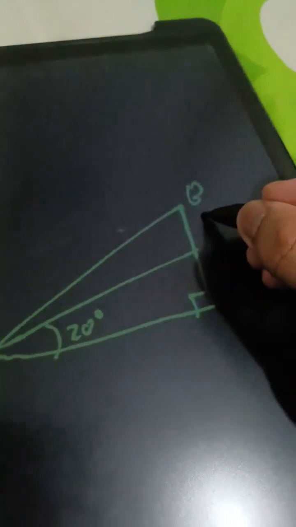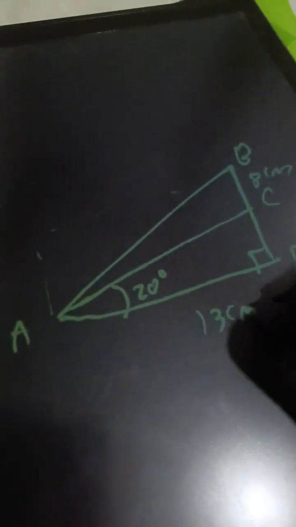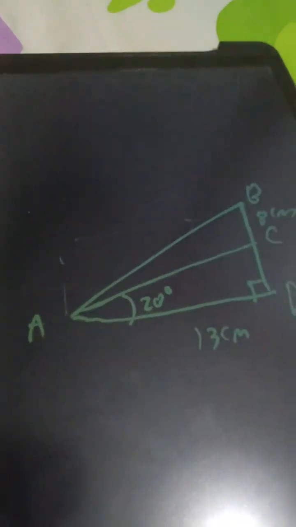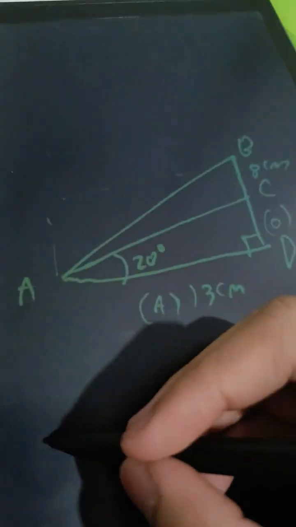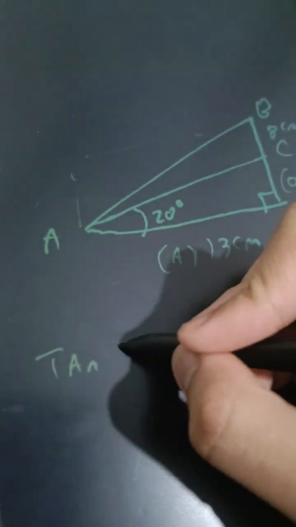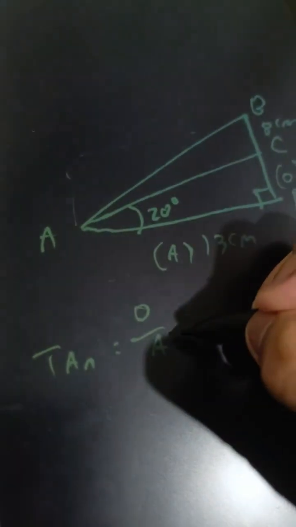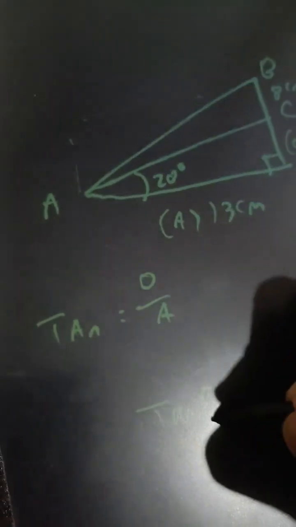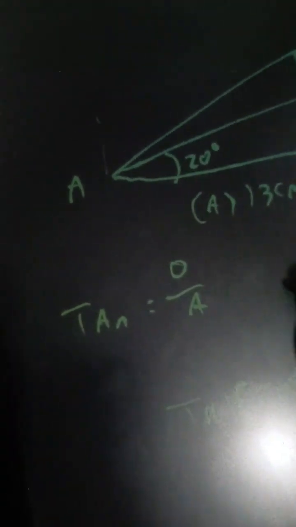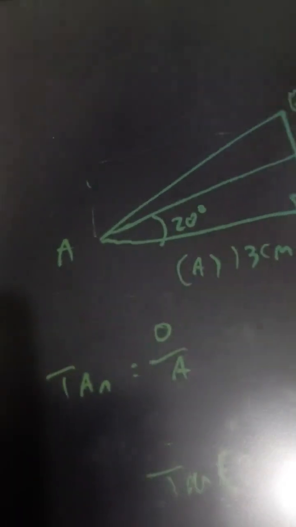Now, B and C is 8 centimeters. A and D is 13 centimeters. What must we do in this situation? We have A. We want to find O. Well, we use tan because tan is O divided by A. Now this becomes really easy, surprisingly. Tan multiplied by the angle inside. We're only taking the bottom right angle triangle.